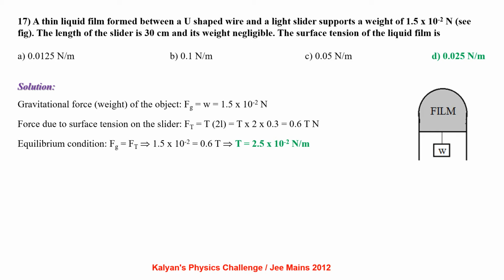Gravitational force of the object W equal to 1.5 into 10 power minus 2 Newton. Force due to surface tension on the slider is T into 2L, that is 0.6 T Newton. For equilibrium, gravitational force should be equal to force due to surface tension. So we get surface tension equal to 2.5 into 10 power minus 2 Newton per meter.